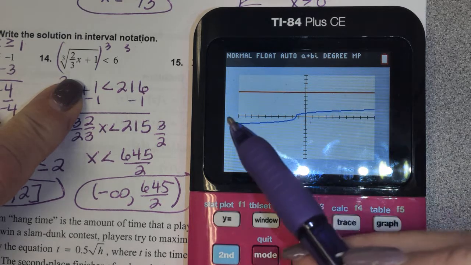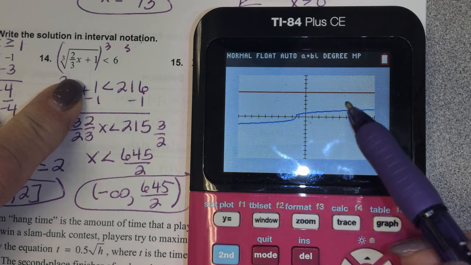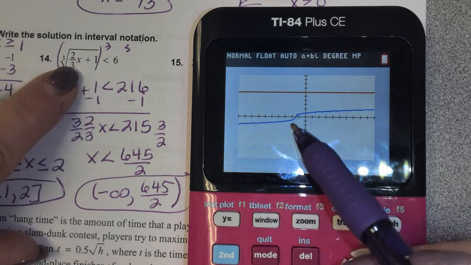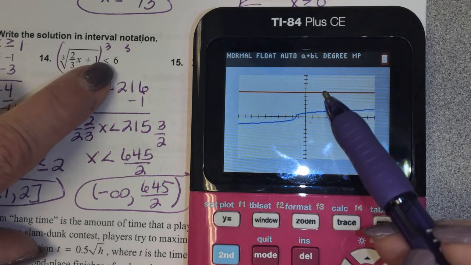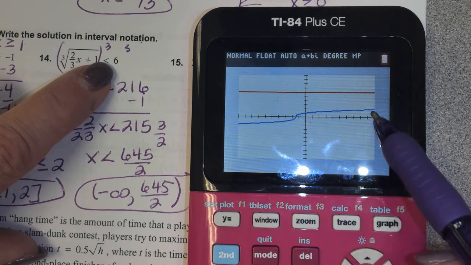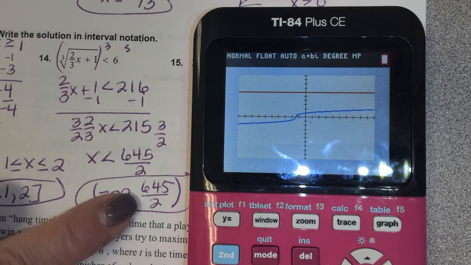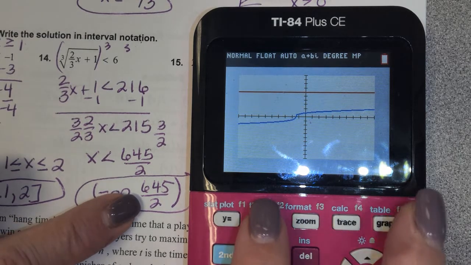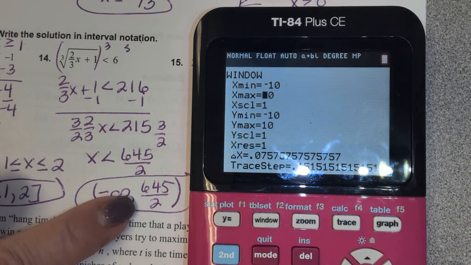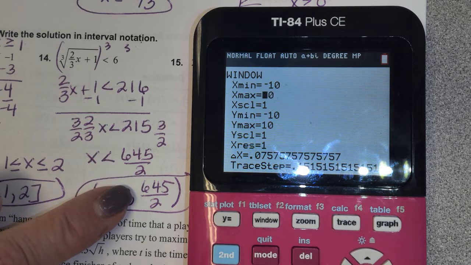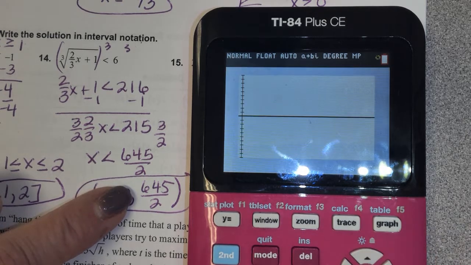All right, so look up here, guys. Here's our cube root function. This is asking, when is this cube root function less than 6? Can you see how it looks like it's always less than 6, right? But where are they going to meet? Way out here at about how much? What is that? It's 300 and something. I'm going to make it 350 just to make sure I'm high enough on it.